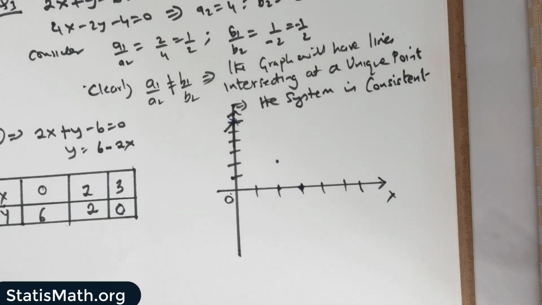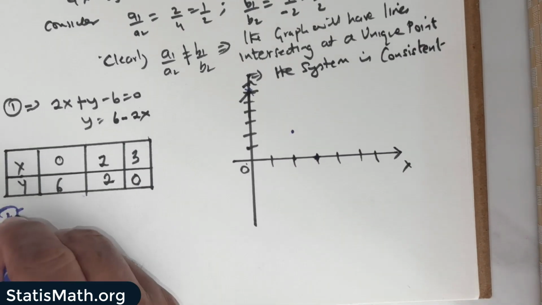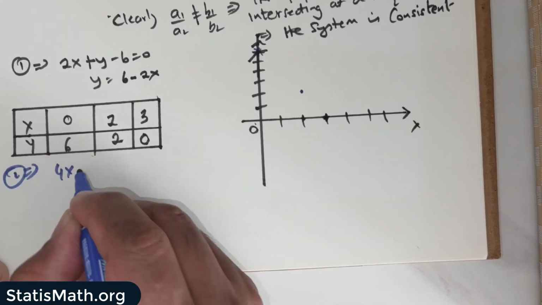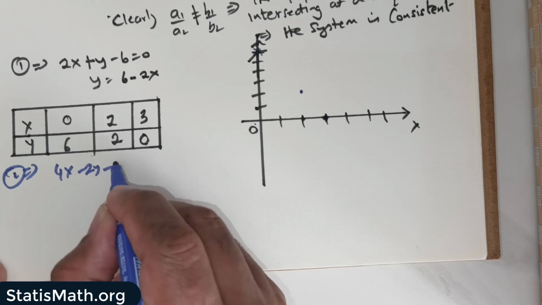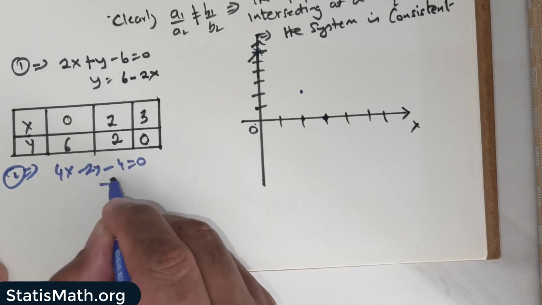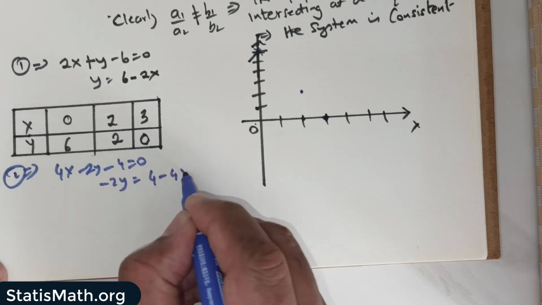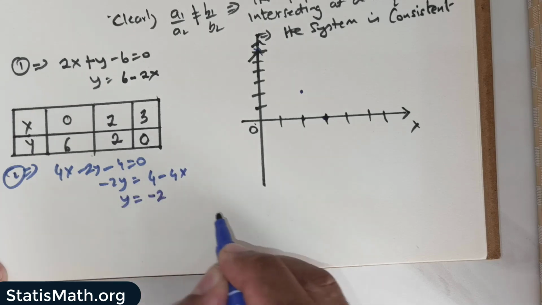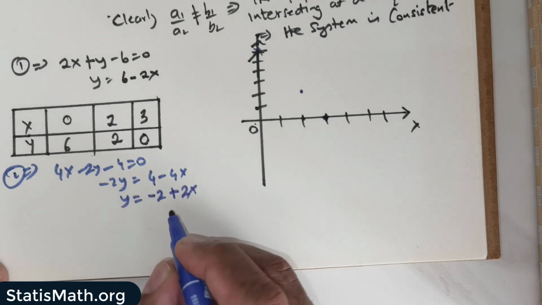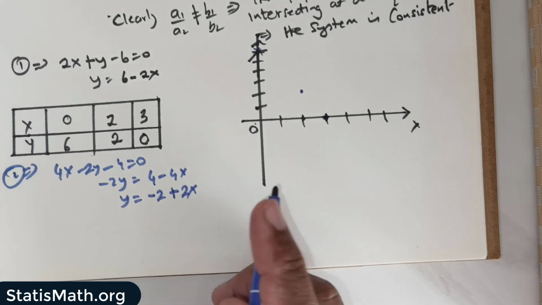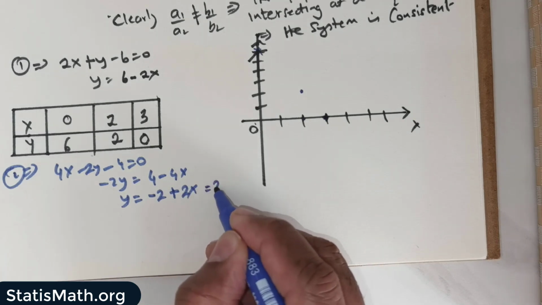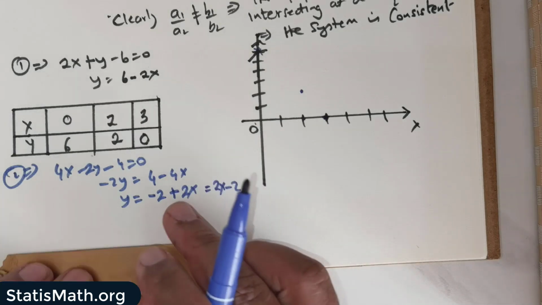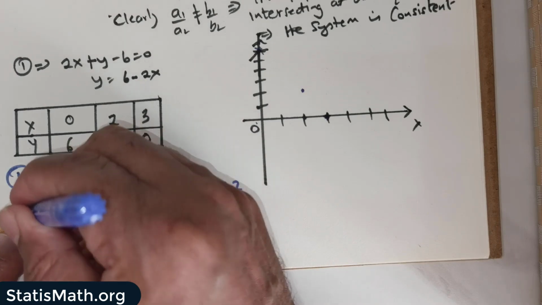So I can actually connect the points. Let me just finish up with the other one. This is 4x. This is what is given: 4x minus 2y minus 4 is equal to 0. I will move 4 to the other side. So 4 minus 4x. I'll divide by negative 2. So this is going to be negative 2, this is going to be positive 2x. So you can in fact write it as 2x minus 2. It's up to you. So having got that, let me draw the table for this.